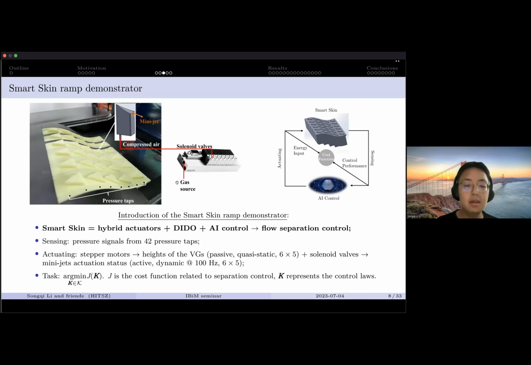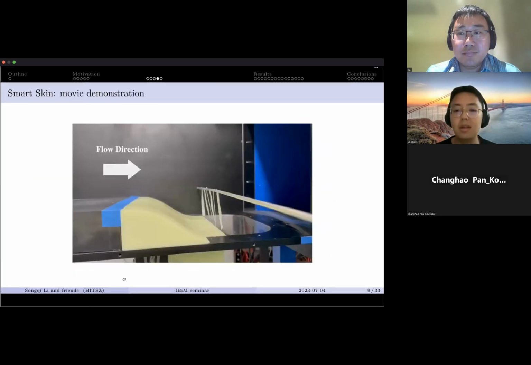With actuators, sensors, and all these hardware configurations, we are able to perform flow control experiments. Our goal is to minimize the cost function, and the cost function is related to the distribution of pressure recovery on the surface of this ramp. We will discuss this a bit more in the following slides.